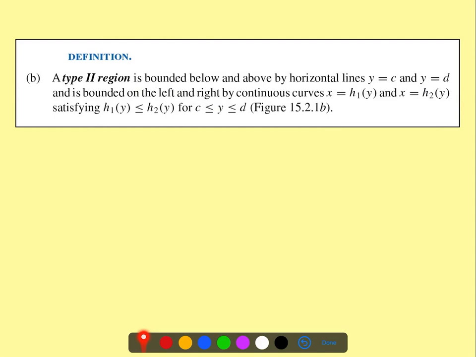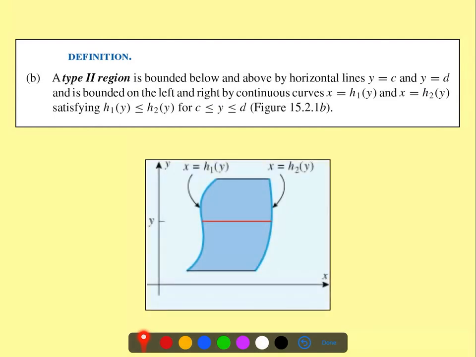The other type of region we want to discuss is this situation, where now we have y going between two numbers c and d, and for each fixed y we draw a horizontal line, and you can see that x is going to go from this left curve, x equals h1 of y, to x equals h2 of y. Again, I will not refer to that as a type 2 region, but in general, there are some books that refer to it that way and others that don't.